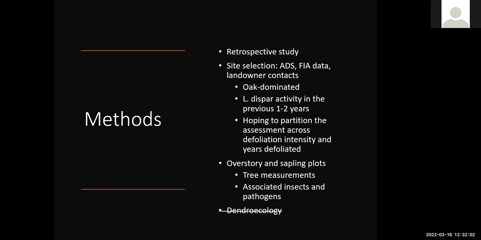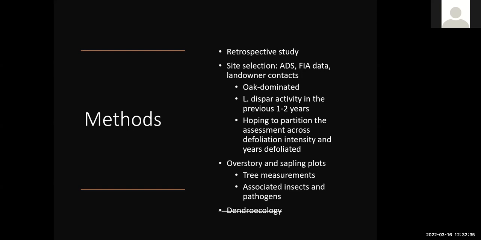We were hoping to partition our sampling across defoliation intensity and years defoliated. We thought we'd be able to go into a selection of stands in southern New England that had not been defoliated, some that had been defoliated a year, some 2, and maybe even some defoliated 1 year, not the second, and then hit again on the 3rd year. But we were not able to pull that information together, so it became more of a general assessment.